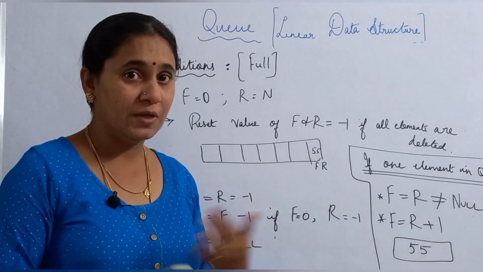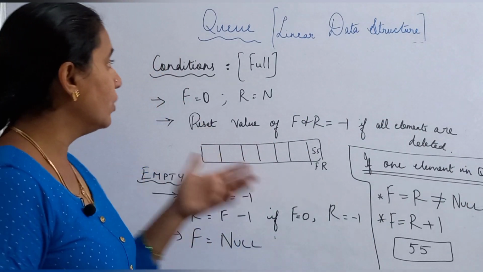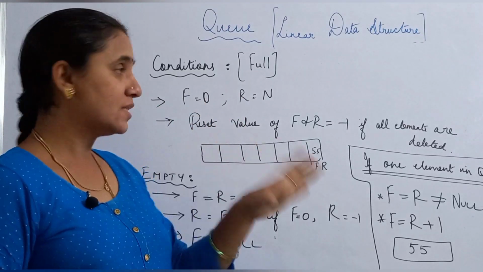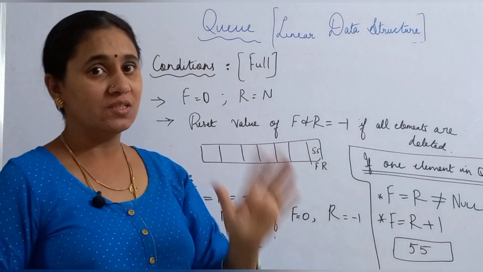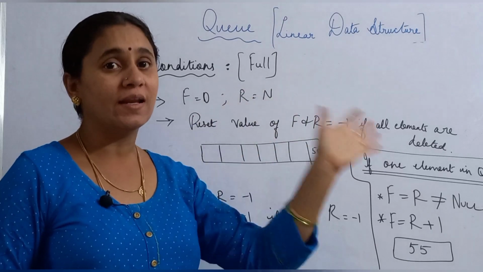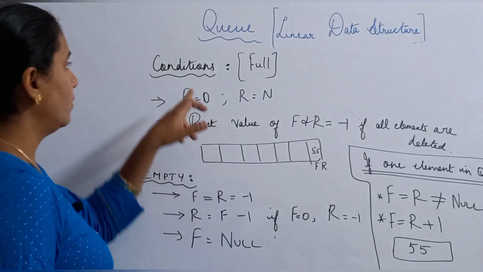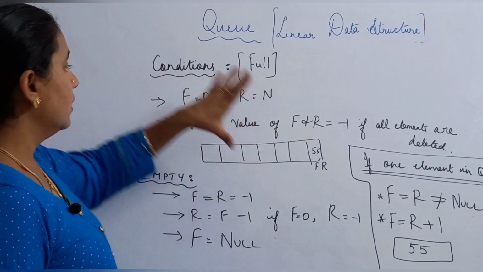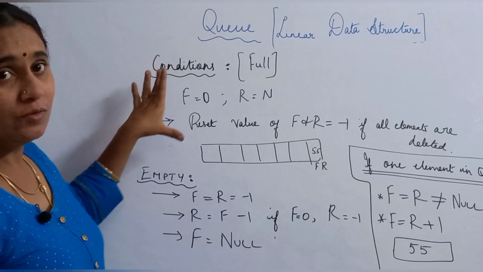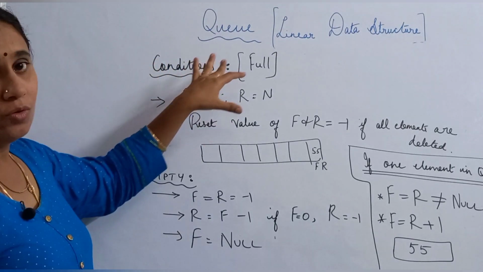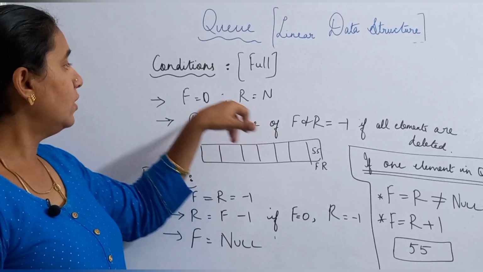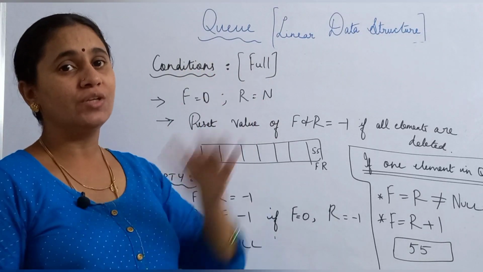So like this they may ask. Okay, so now we are going to have a short discussion. Please, you must remember this, friends, because these may be direct questions. First condition: there are two conditions if the queue is going to be full. So if the queue is full, what is the location of the front and rear pointer?